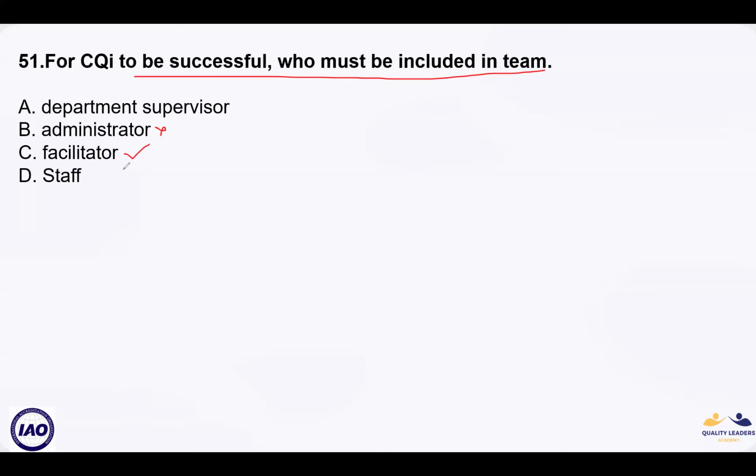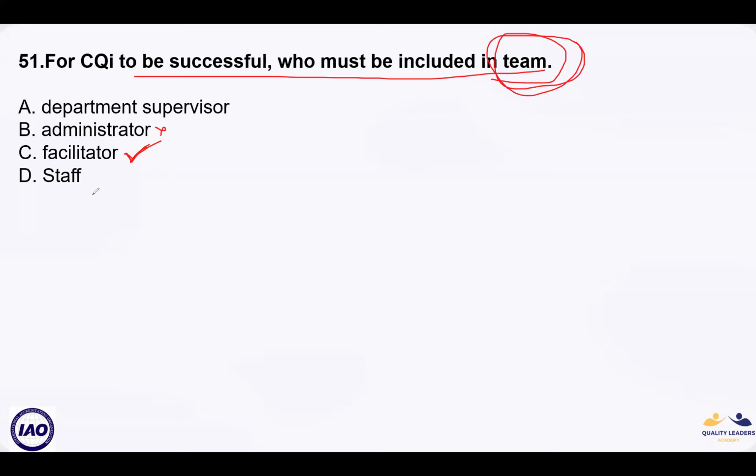If he is there, he's helpful. But for us, if the facilitator is not there, they don't know how the CQI is supposed to be done. There is no facilitator who guides them. So for CQI to be successful, the must-have person in a team is the facilitator, because his role is to guide the QA process. He applies the methodology and manages the entire group dynamics, right?